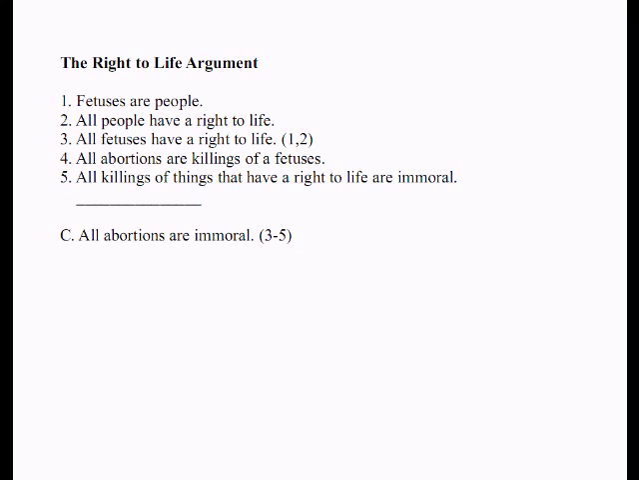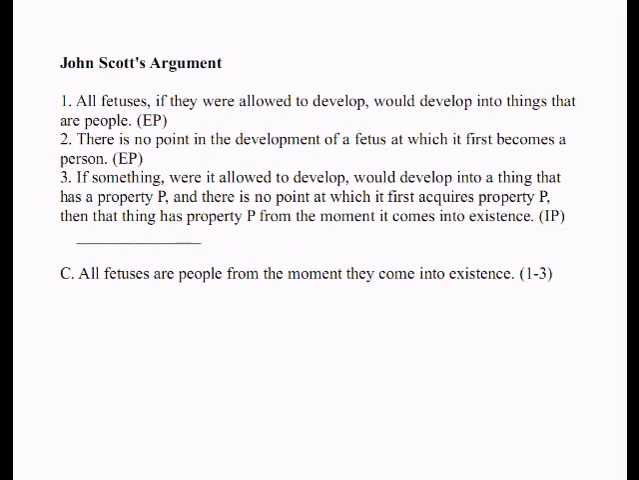This argument is given to us by John Scott. And so here's his argument. He says, premise 1 is all fetuses, if they were allowed to develop, would develop into things that are people, right? So fetuses eventually become adult humans. So they're going to eventually become people. So that premise seems to be true, or seems plausible, reasonable. His second premise is that there is no point in the development of a fetus at which it first becomes a person.